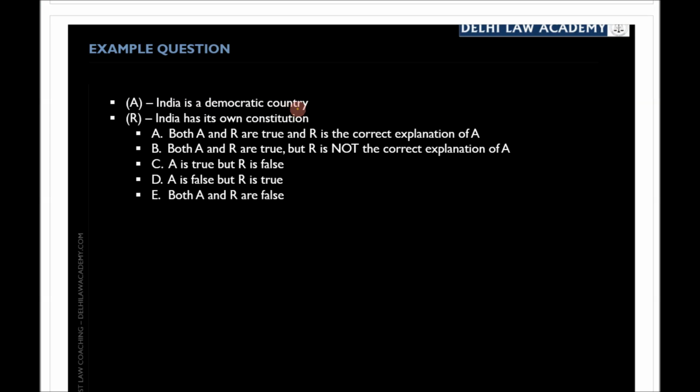Next question. India is a democratic country. India has its own constitution. So again, we have to test three things. First, is the assertion true? Yes, the assertion is true. Second, is the reason true? Yes, the reason is true. India is a democratic country. India does have its own constitution. Third, is the reason the correct explanation of the assertion?